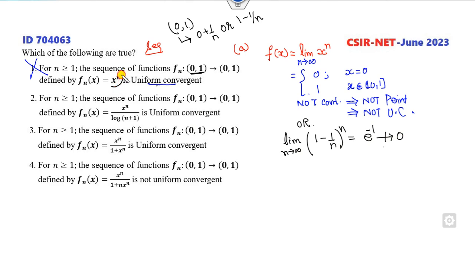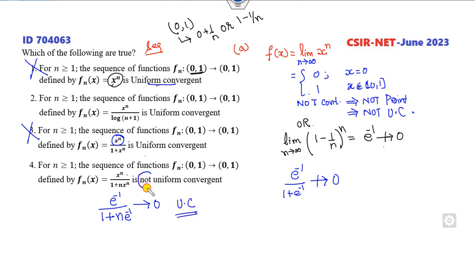So if x_n is not uniformly convergent, what is the answer of this? If I take here e raised to power minus 1, 1 plus e raised to power minus 1, again it does not go to 0. So this is again not uniformly convergent. Look at this one, e raised to power minus 1, 1 plus n times e raised to power minus 1, which goes to 0. So this means this is uniform, but he said not. So this option will also cancel. The only right option is B.